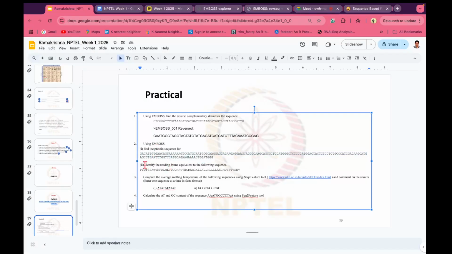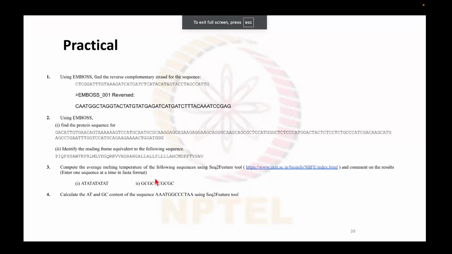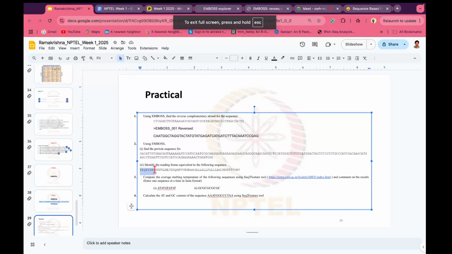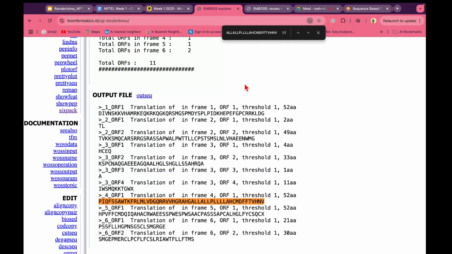The part is to identify the reading frame which this particular protein sequence corresponds to. So let us identify. Say the fourth frame corresponds to the protein sequence that is given, which is of 52 amino acids.